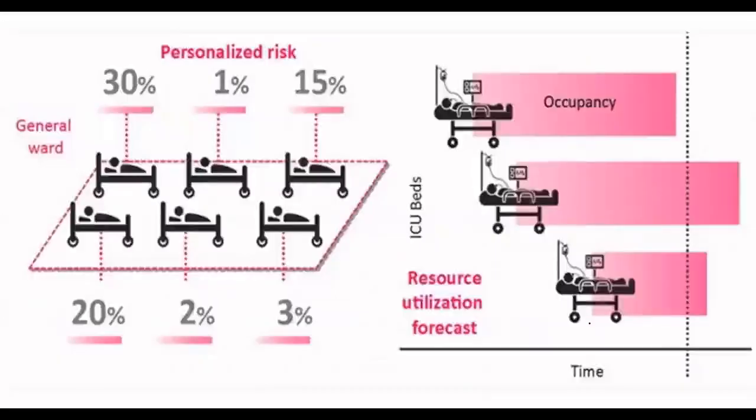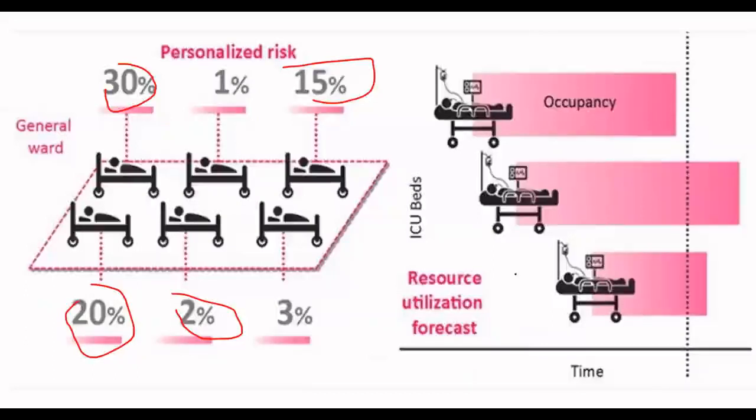So you can see that in a general ward, we can personalize the risk for every patient. We can say that this person has a 2% risk, this person has 15%, and this one has a 30% risk of death. And based on this prediction, we can allocate the resources.